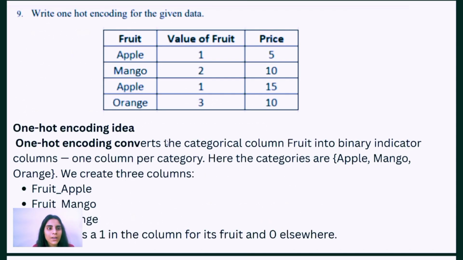After it, question number 9 is: write one hot encoding for the given data. For the given data, we have to write one hot encoding: apple 1, mango 2, apple 1, mango 3, and here the prices of apple, mango and orange. One hot encoding converts the categorical column fruit into binary indicator columns, one column per category. Here the categories are apple, mango, orange. We create three columns: fruit apple, fruit mango, and fruit orange. Each row gets a 1 in the column for its fruit and 0 elsewhere.